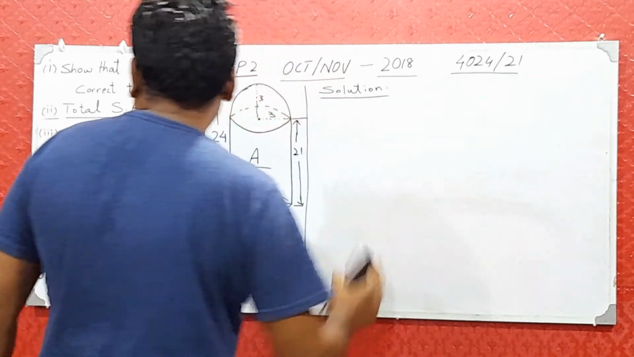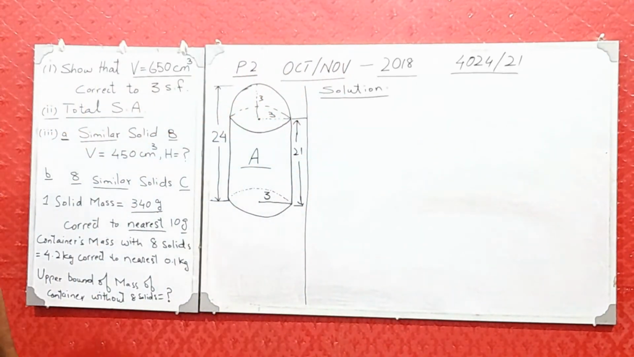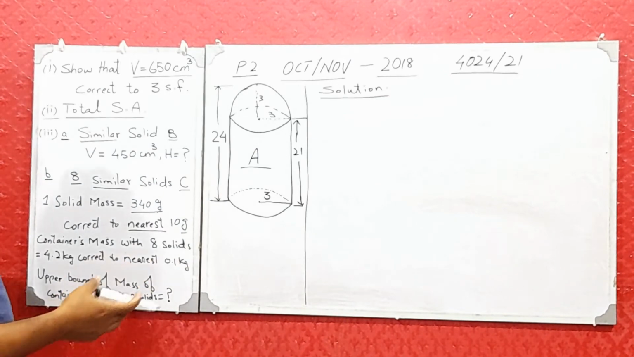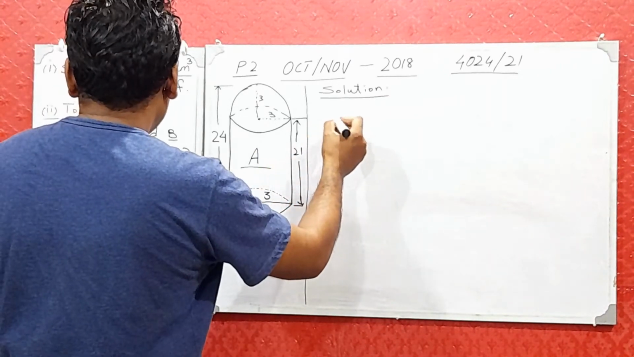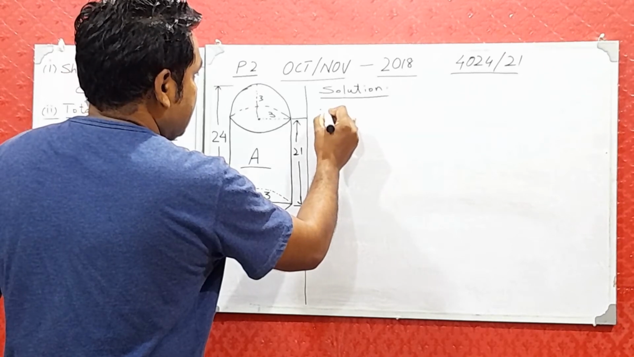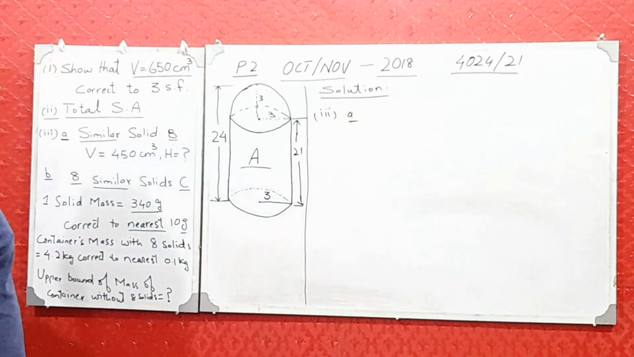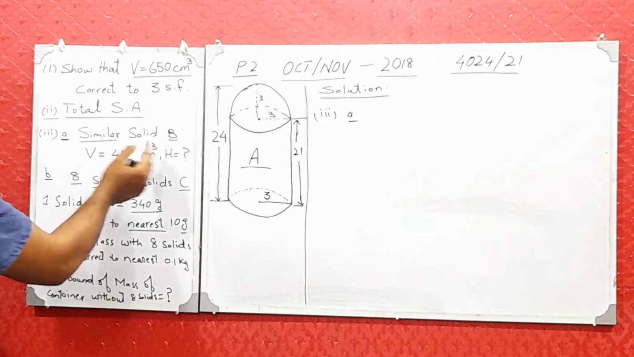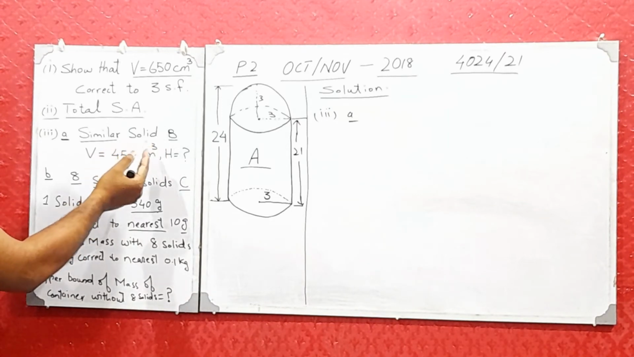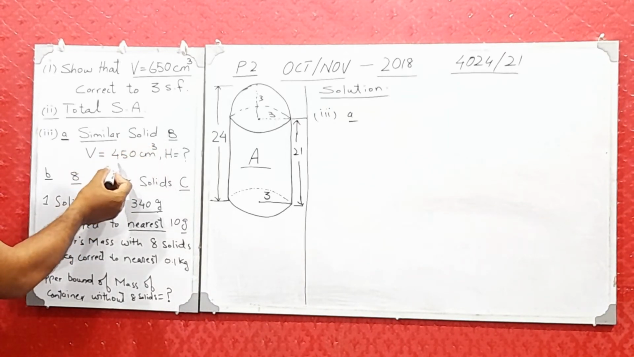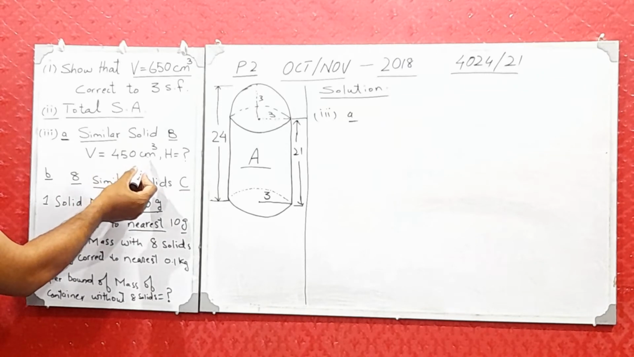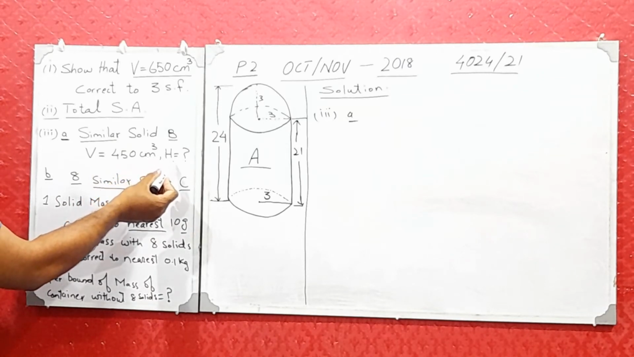The first part of the third part, part A, is the same as we have done in the previous question. Third part, and it's A. We are going to again use the concept of similar solids, and this time we have a similar solid B, whose volume is 450 cubic centimeters, and we are supposed to find its height.